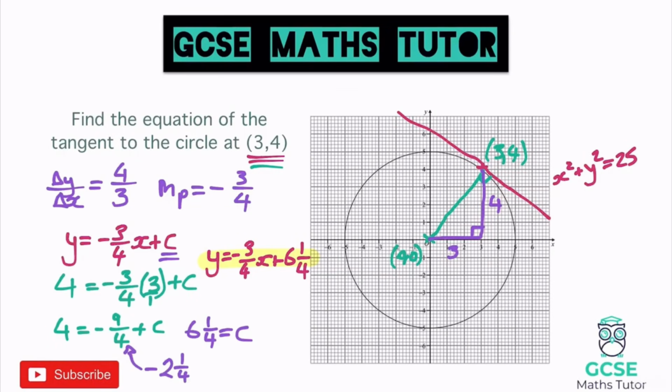So we first found the gradient of the radius. Because the radius is perpendicular to the tangent, we could then do our negative reciprocal, and then actually we just followed the same steps from the previous video, which is just using that gradient, subbing in the coordinate, which is where it intersects, and then just solving that for c and writing our equation of the line there. Okay, just a few little tricks there with the fractions when it comes out as a mixed number or something like that though. Let's have a look at another one.